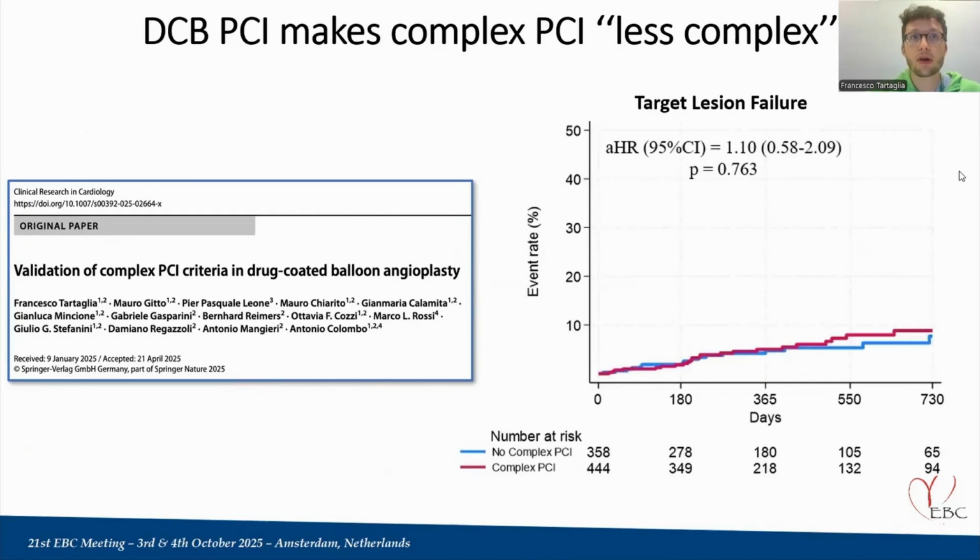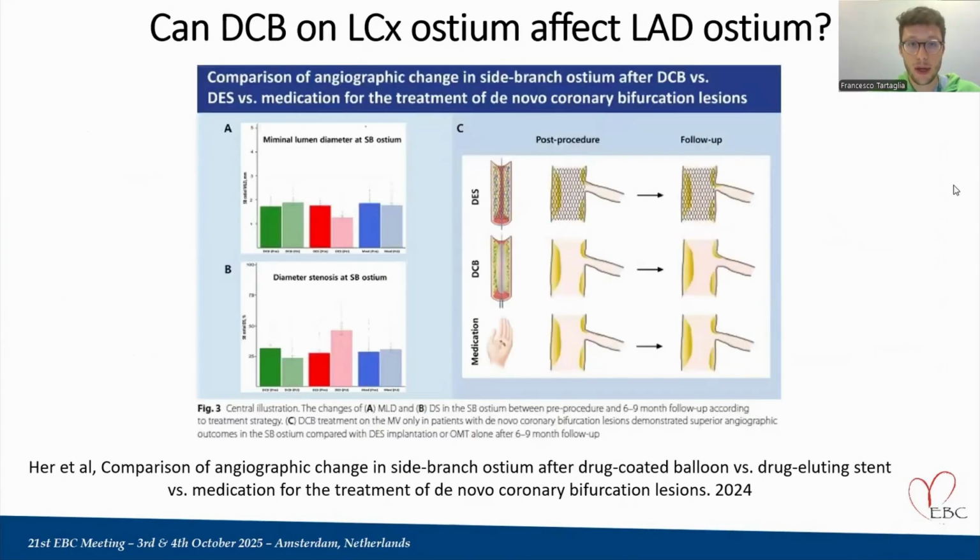However, I want to stress how in the DCB group, both the fluoroscopy time and the amount of contrast used were lower. So DCB-PCI can have the benefit of reducing complexity of PCI, or making complex PCI less complex. And we have previously shown that in another work where we saw that in de novo complex PCI patients had similar TLF rates as compared to no complex PCI patients.